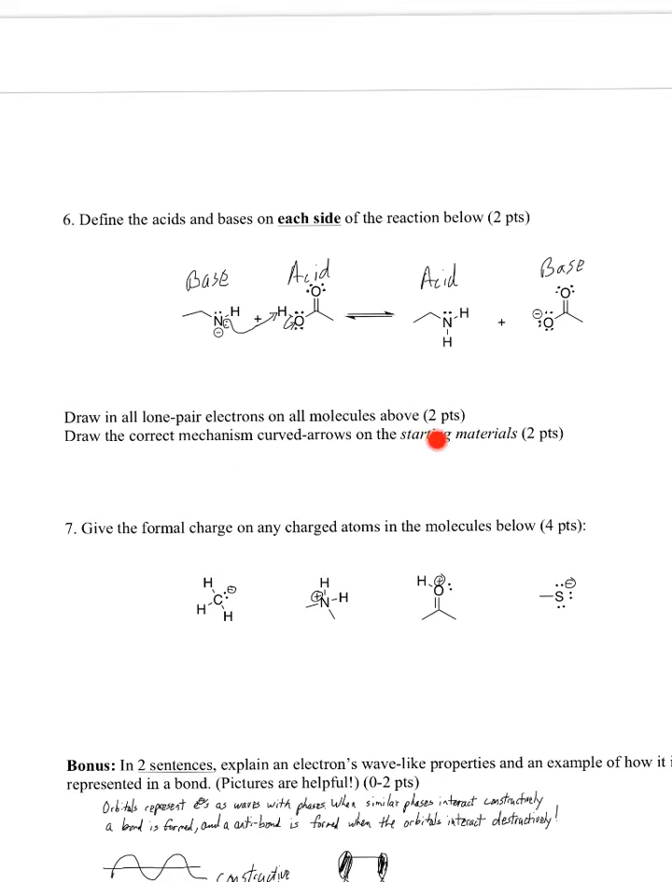Draw all the lone pairs on all the molecules above. That's self-explanatory. Nitrogen, if it has a negative charge, must have 2 lone pairs. Oxygens all have 2 lone pairs, and they have 2 bonds. Nitrogen has 1 lone pair and has 3 bonds. Oxygen with a negative charge, with 1 bond, would have 3 lone pairs, and then with 2 bonds, 2 lone pairs.